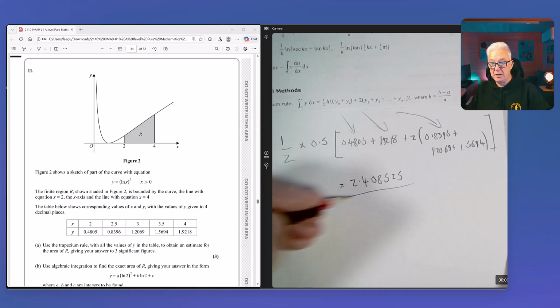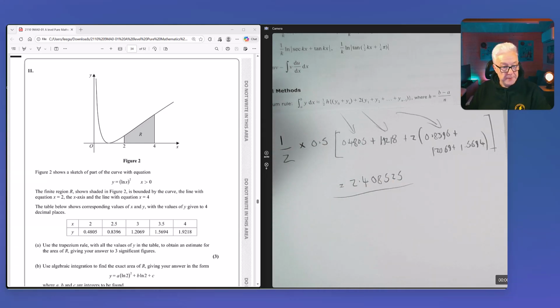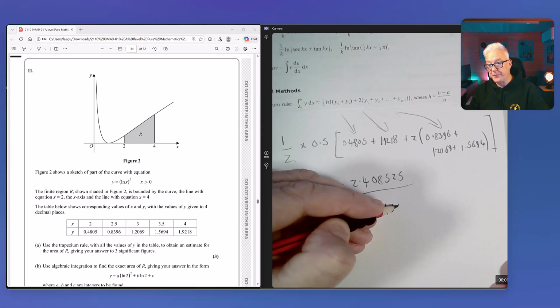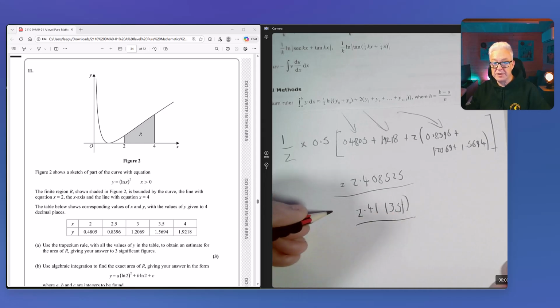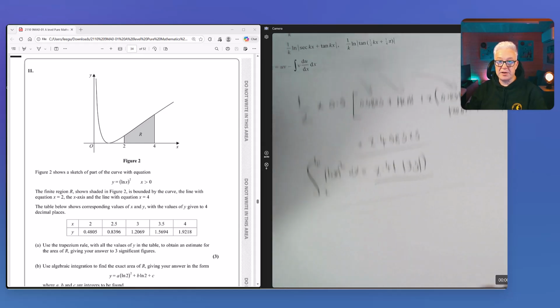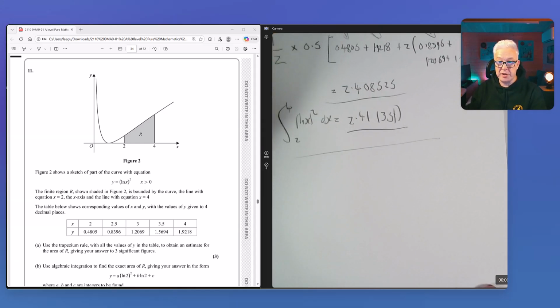that turns out to be 2.408525. That's our approximation. And what does it say? Give it to 3 significant figures. So if we're going to give that to 3 significant figures, that's going to be 2.41. So that's our approximation, by the way, for the integral between 2 and 4 of ln(x) all squared dx. So that's our answer to part A. That's a really nice 3 marks, just subbing into a formula.